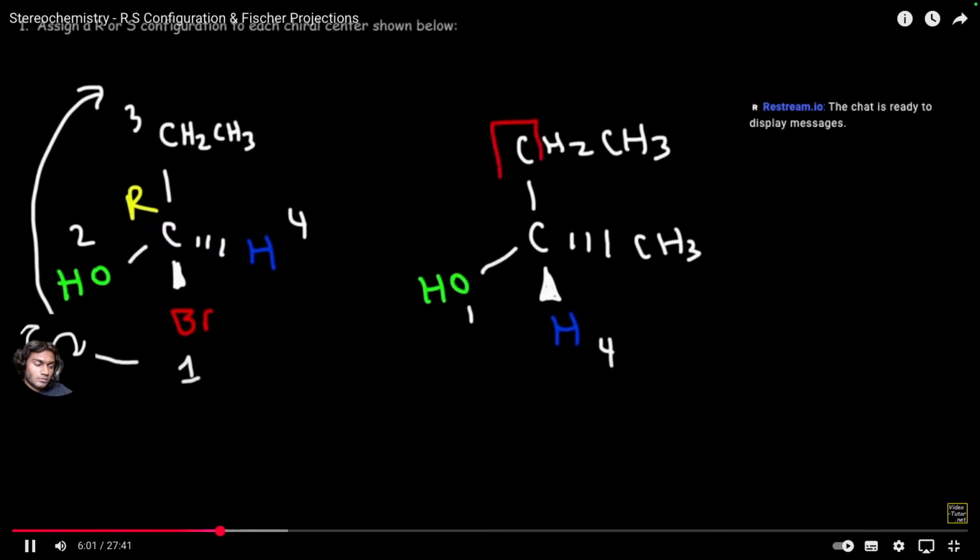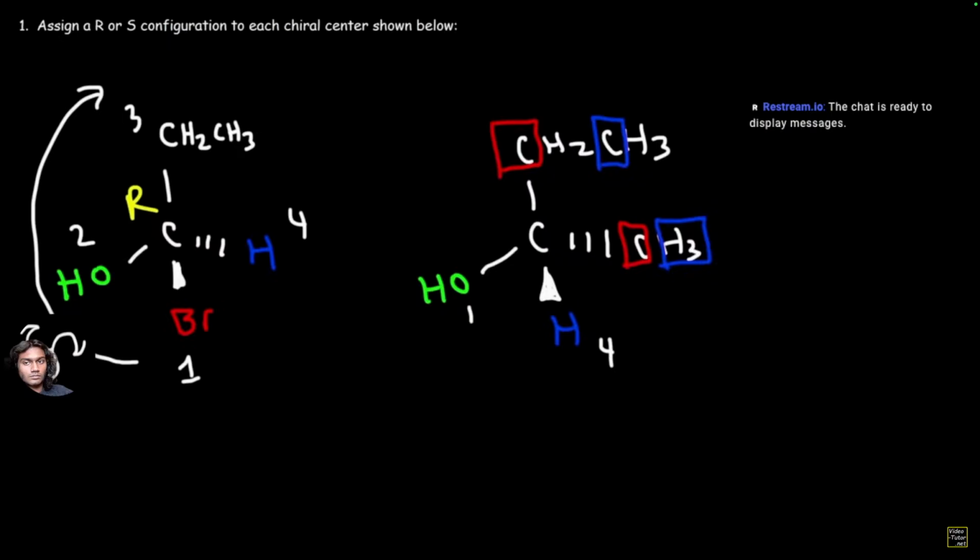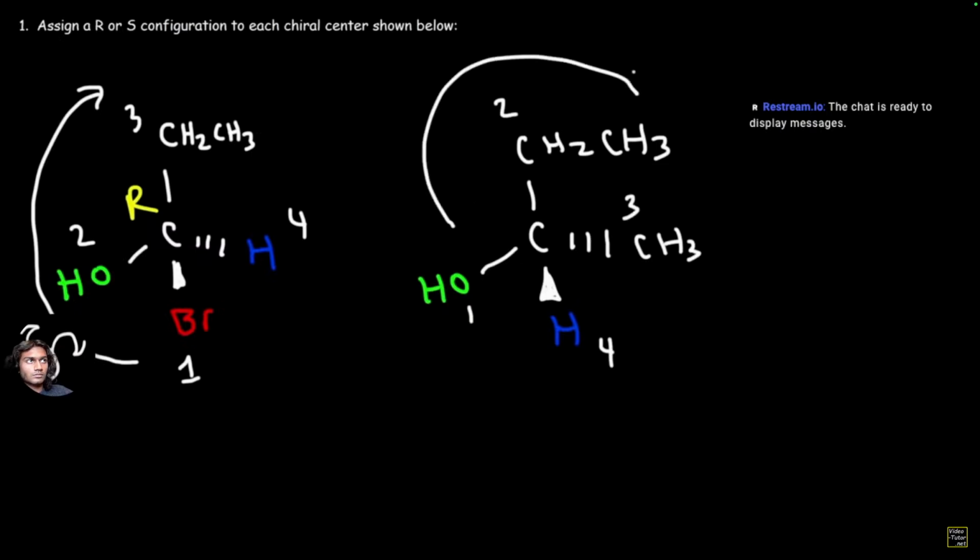Next, notice that these two carbons have the same top number. So if we move on to the next group, here we have carbon versus hydrogen, carbon wins. So the ethyl group has a higher priority than the methyl group. If we count from 1 to 2 to 3, notice that we're rotating in the clockwise direction, but group number 4 is not in the back, it's in the front. It's not on the dash, this time it's on the solid wedge.